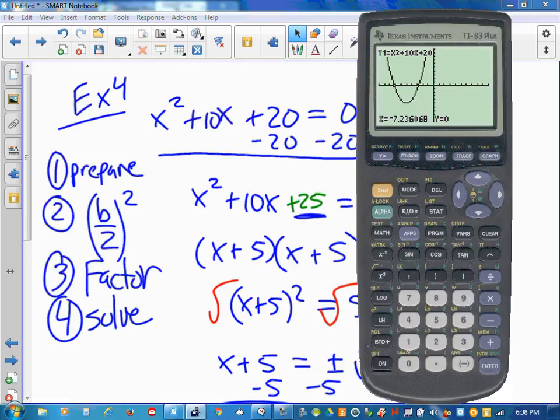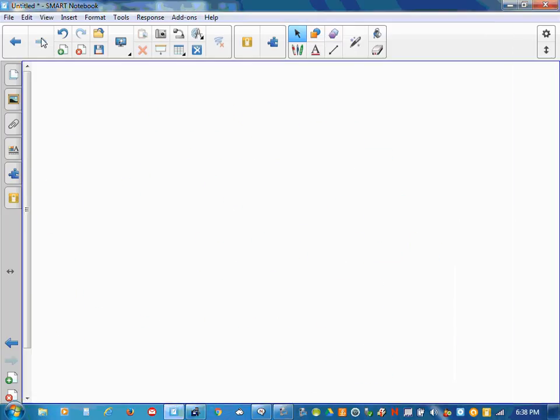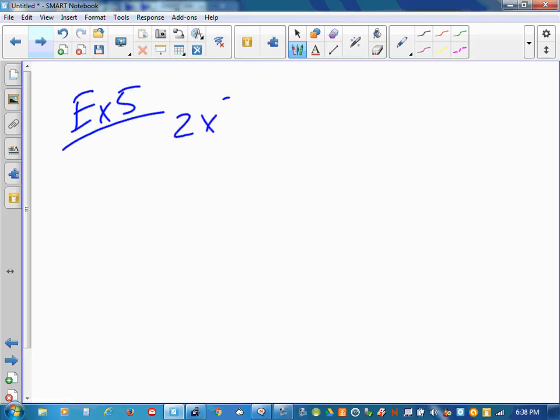Okay, the last example. Example 5. We have 2x squared minus x plus 3 is equal to x plus 9. All right. So to make this work, we have to prepare. So we got to leave a blank space, and we got to get the numbers on one side, leaving a blank space, and all that business. So are we ready?